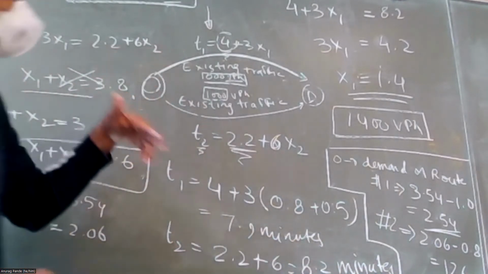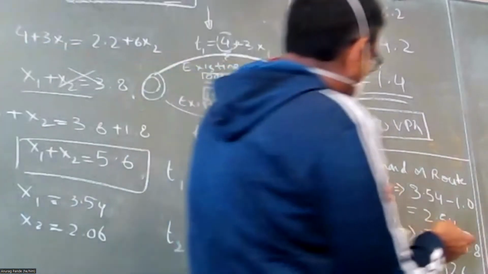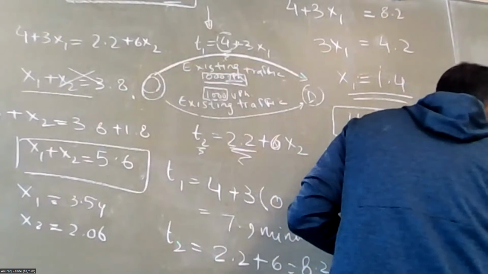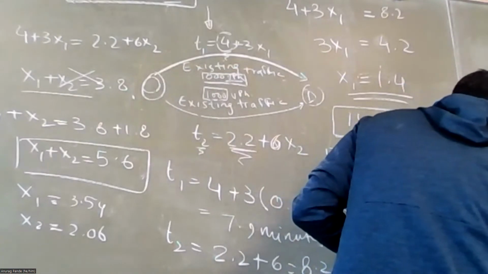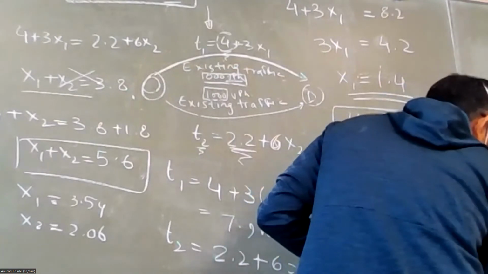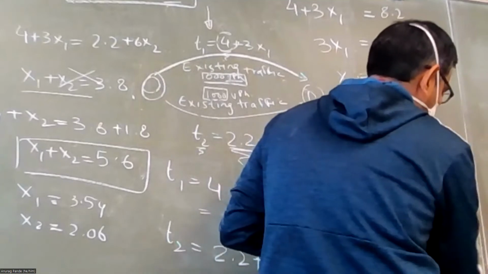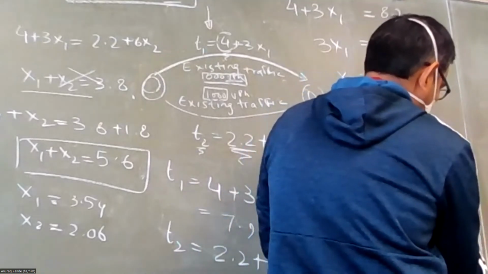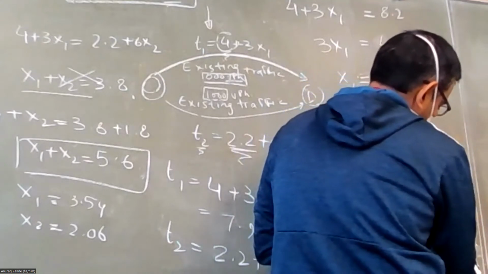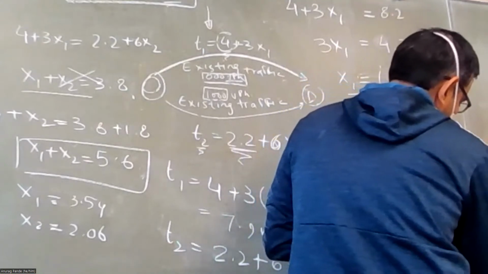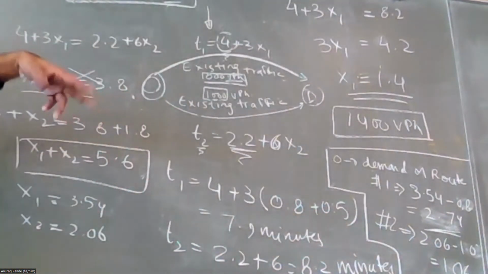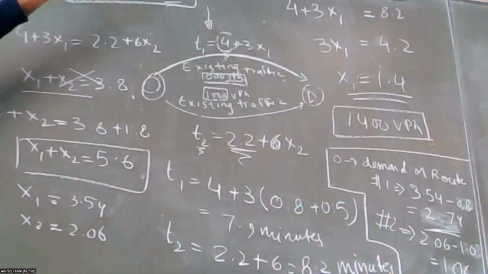So I did the opposite then. Okay. Yeah, you should be subtracting this. That's correct. 0.8 for route 1. 1.06. That's good. You guys are paying attention. And then when you add them up, you will get that 3.8.